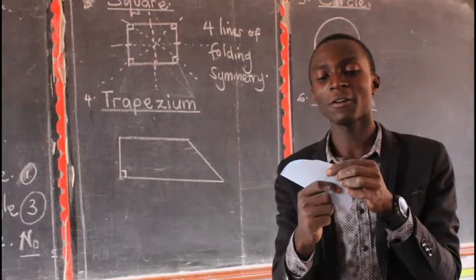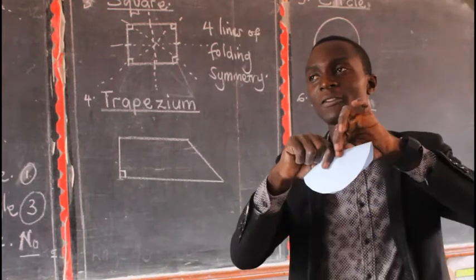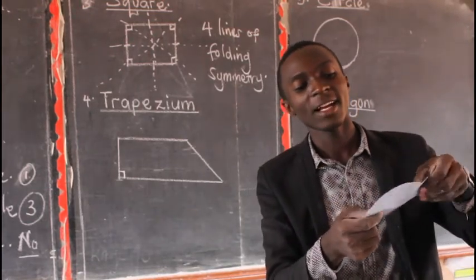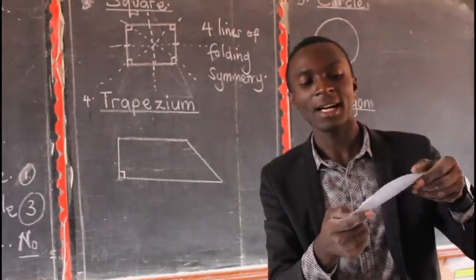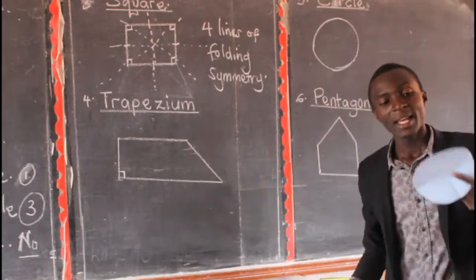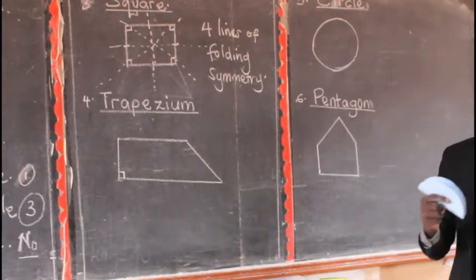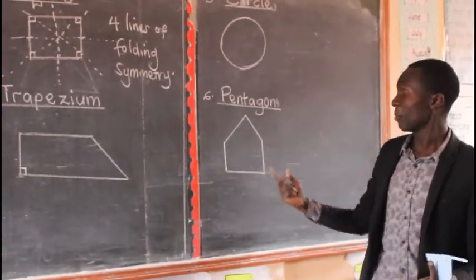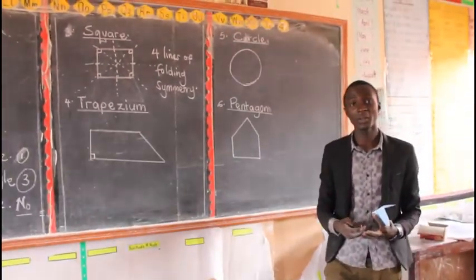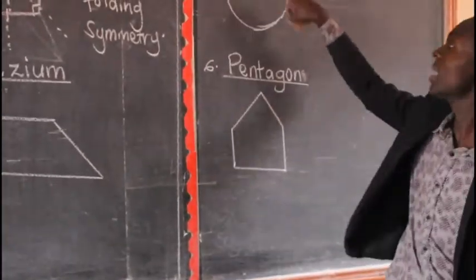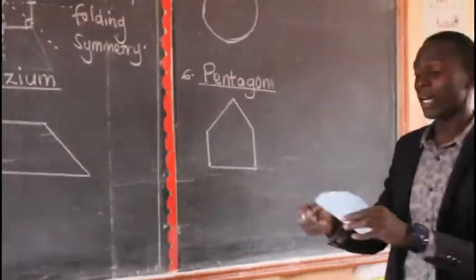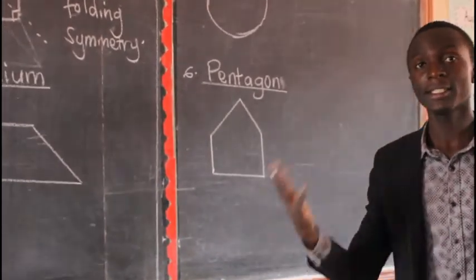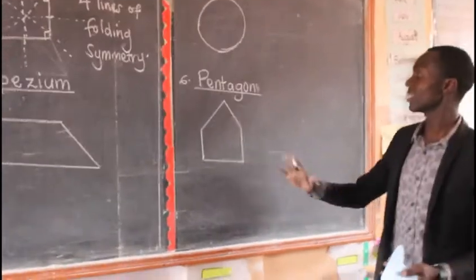If I try to fold it again, how many lines of folding symmetry will I get? These are 2 lines of folding symmetry. Can I fold another time? So we can see that a circle is made up of many lines of folding symmetry. Again, you will not come across any question saying how many lines of folding symmetry a circle has. So a circle has many. You can fold a circle many times and you get lines of folding symmetry.